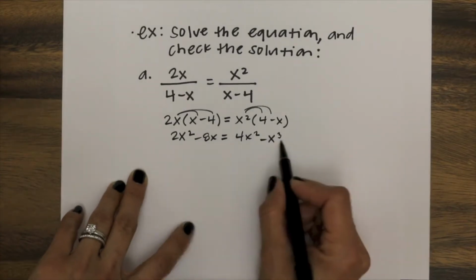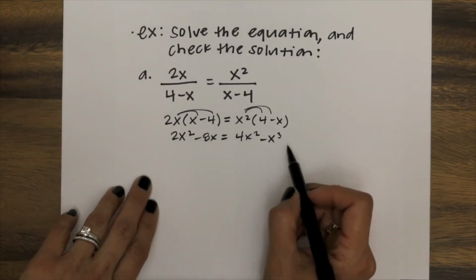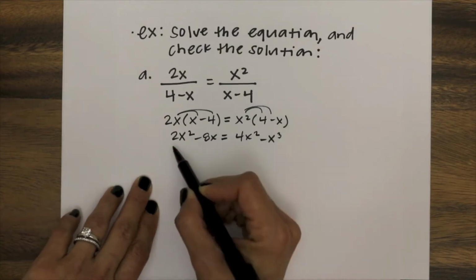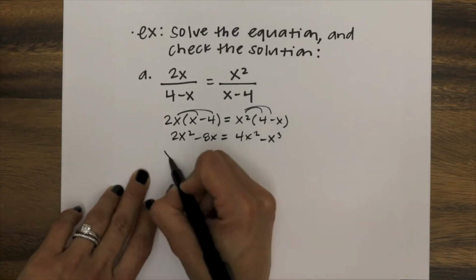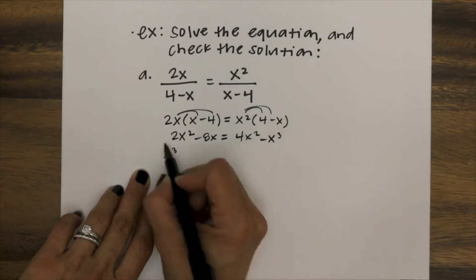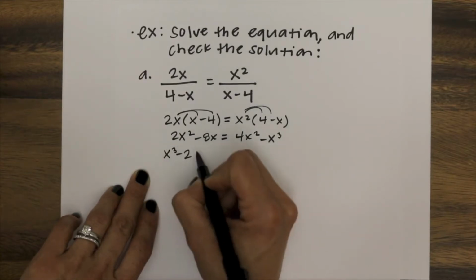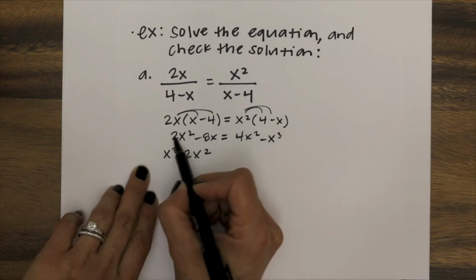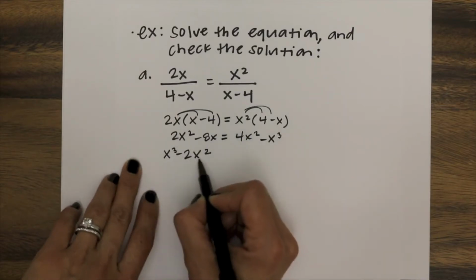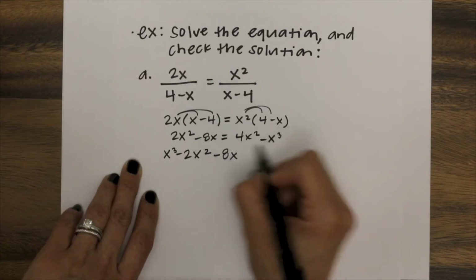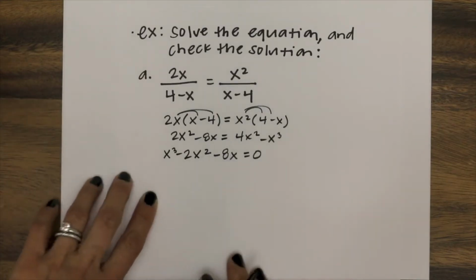At this point, we want to set this equation equal to 0. So let's move the highest exponent, x cubed, to the left side of the equation so that it's positive. We'll move this 4x squared to the other side by subtracting it over. So you get negative 2x squared. When you subtract this over and combine it with positive 2x squared, you get negative 2x squared. And then finally you have negative 8x, and there's just 0 left on the right side.